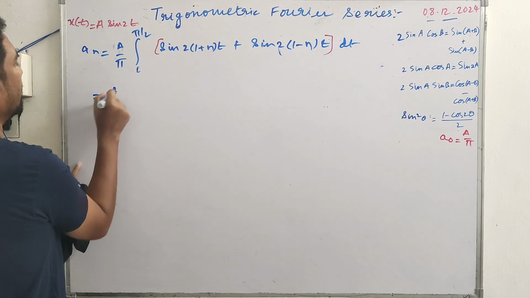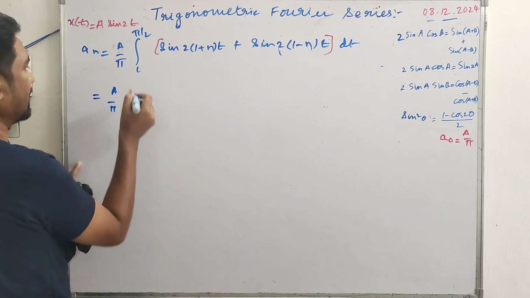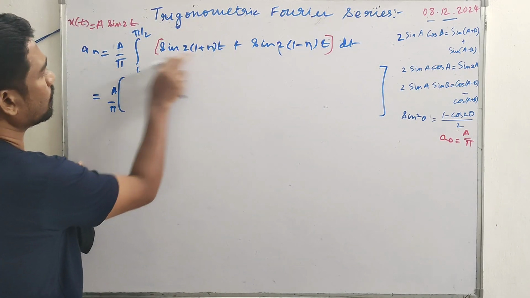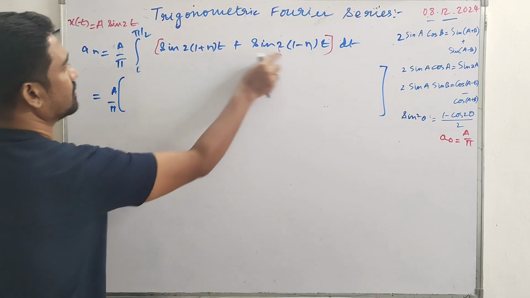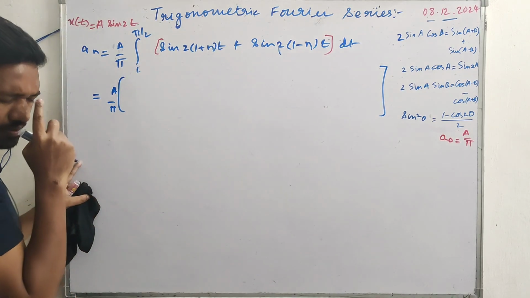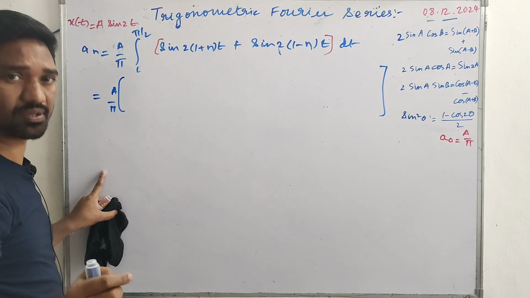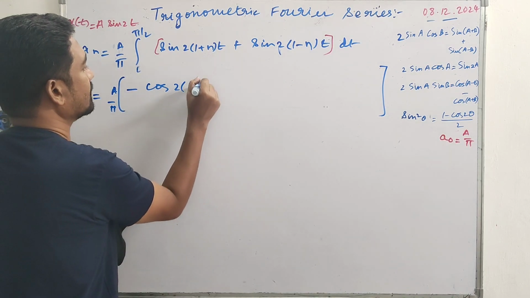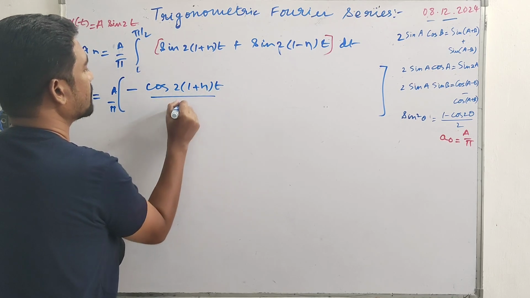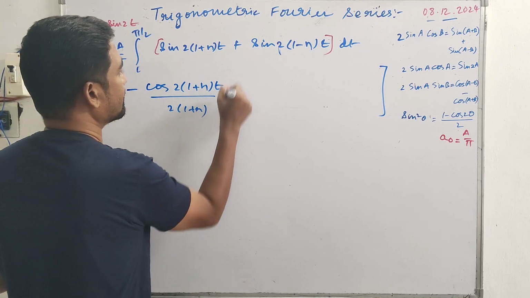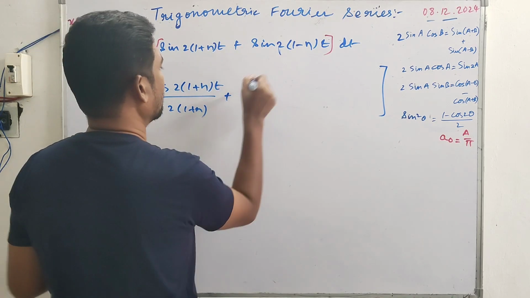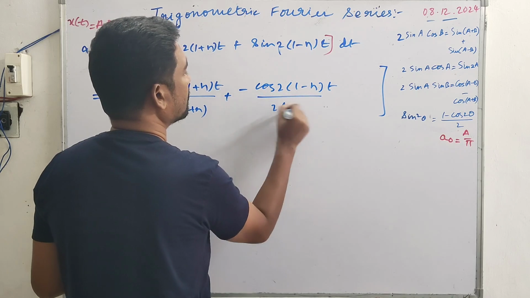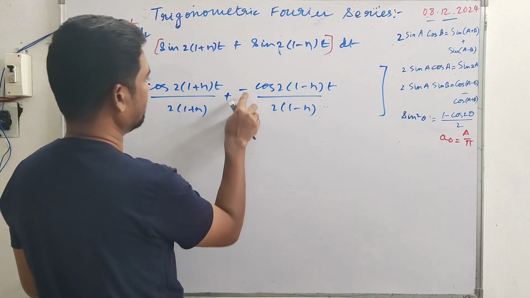And so a by pi, and guys, applying the integration over here, integration is for both the terms. Integral this plus integral this. So integral sine theta d theta, it's a minus cos, isn't it? So minus cos 2 into 1 plus n t by 2 times 1 plus n plus for this. Alright, integral this one, so minus cos 2 times 1 minus n into t by 2 into 1 minus n, that's it. Alright, minus for this one.